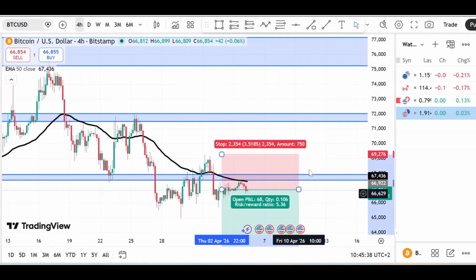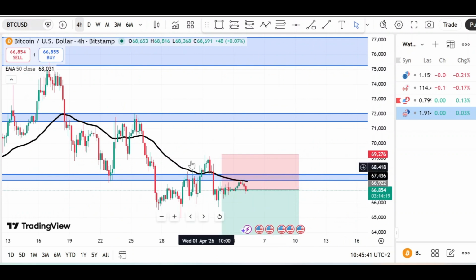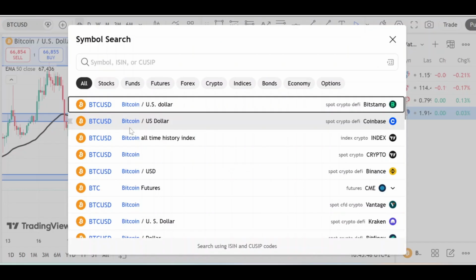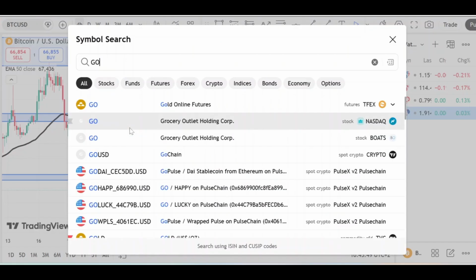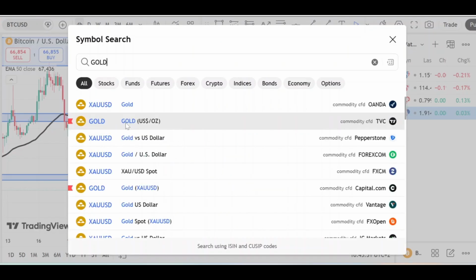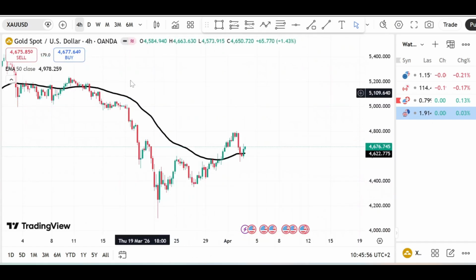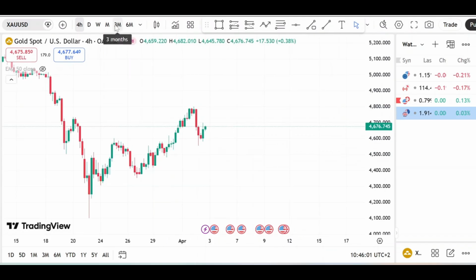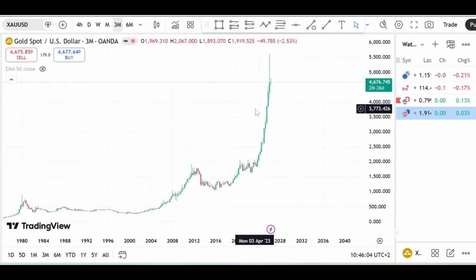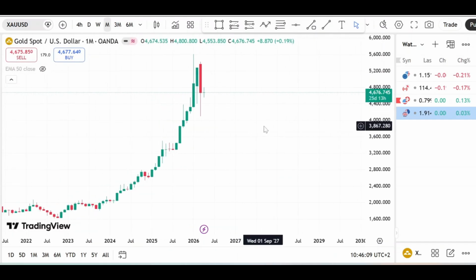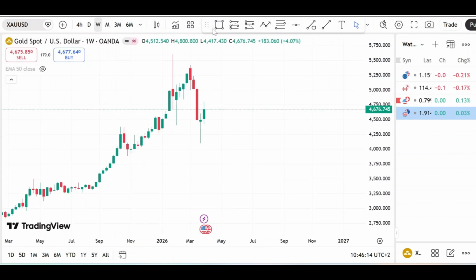Let's go to the next pair, gold. Let us see what's happening with gold, XAUUSD. Okay, with gold, we are looking for buying opportunities. Let's start with 3 months and see. The 3-month is not clear, and even the monthly time frame is not clear. Let's start with the weekly time frame here.